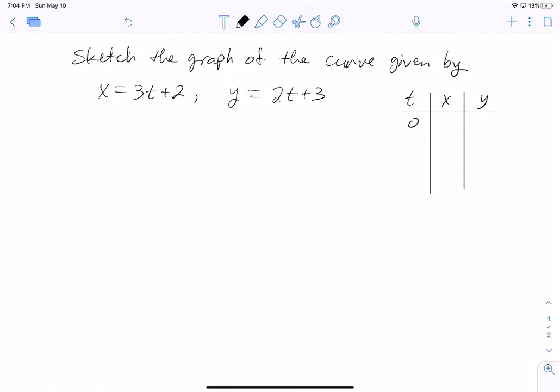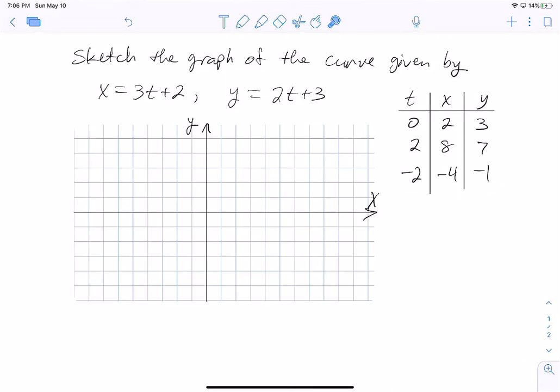We use values like 0, 2, -2. And if t is 0, since x is equal to 3t plus 2, x would be 2. Since y is equal to 2t plus 3, if t is 0, y is 3. And you can verify that if t is 2, x is 8, y is 7. And if t is -2, x is -4, y is -1.